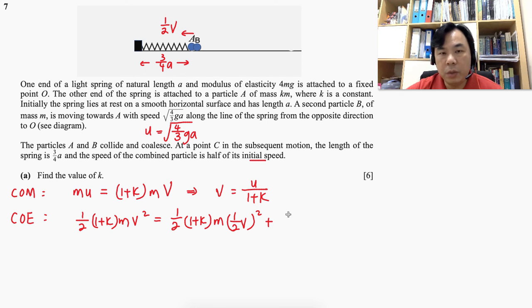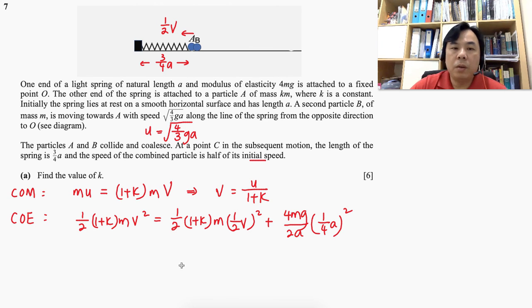And of course, the spring would gain elastic potential energy. The elastic potential energy is given by 4mg over 2a, and then the compression is 1/4 a, squared. So that's how it looks. From here we can simplify these two terms. This is 1/4 v squared, so we have 3/8 times 1 plus k. All the m can be removed in this case.